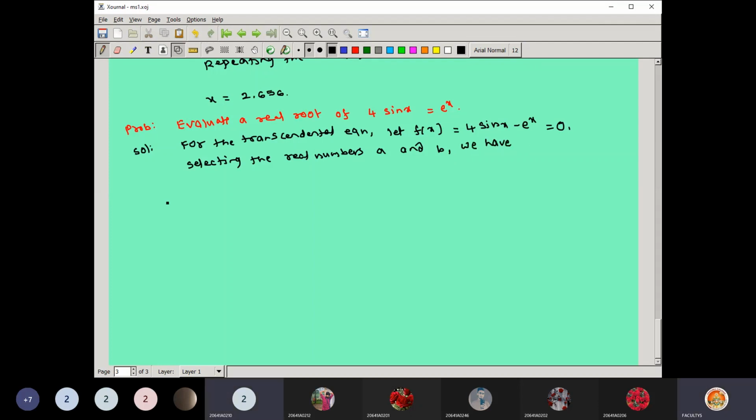So we have, substitute first x equal to 0. Tell me what f of 0 comes to when x equal to 0. 4 sin 0 minus e power 0. Sin 0 is anyhow 0, so you are getting -1, that is less than 0. Go for the next value, x equal to 1. f of 1, 4 sin of 1 minus e power 1.